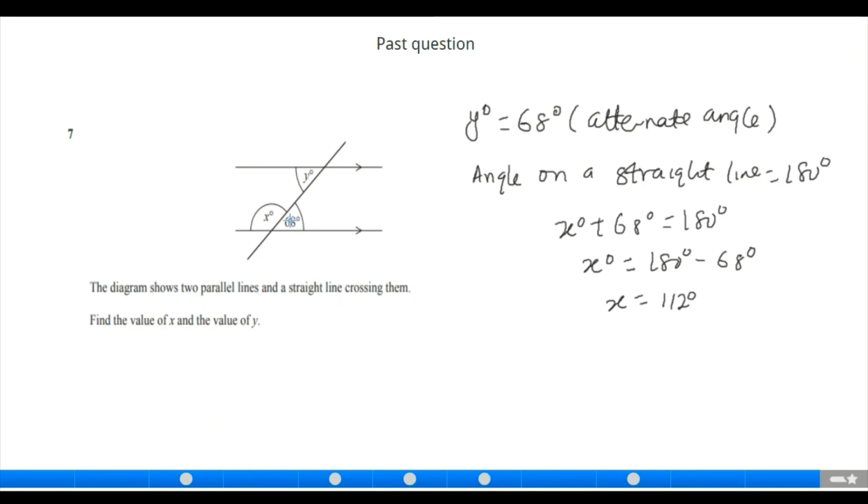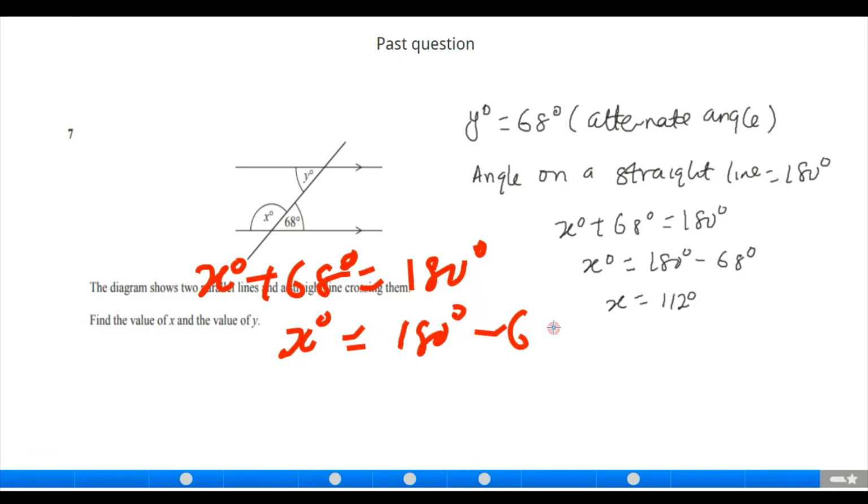So we are equating x degree plus 68 degree equals 180. So with that, we'll be able to get our x degree. We've said that y degree is 68 because it's an alternate angle to this. This is vertically opposite each other. Okay, now for x, that's going to be x plus 68 degrees equals 180. Why are we having 180? That's the sum of angles on a straight line. So we are bringing 68 to the other side, and it changes to what? Minus. So we have x degrees equals 180 minus 68 degrees.